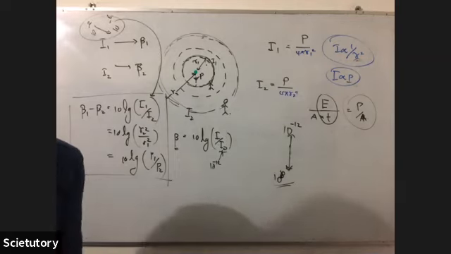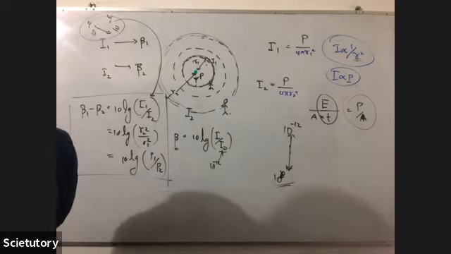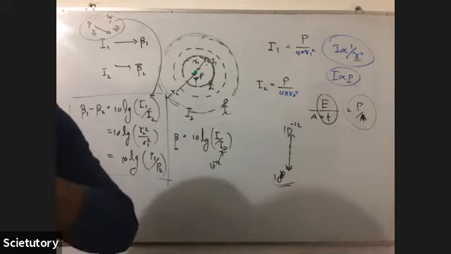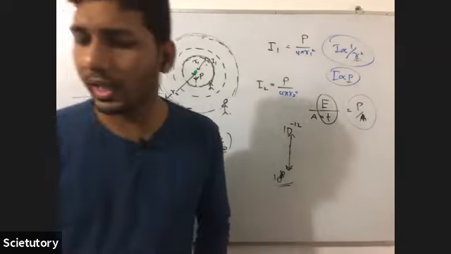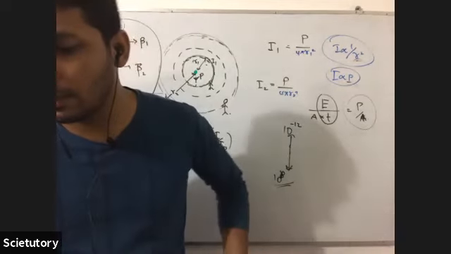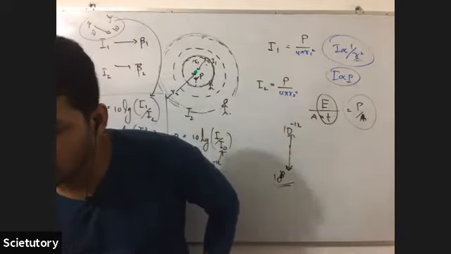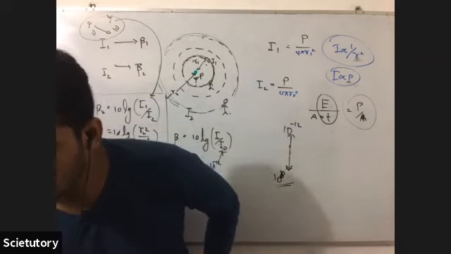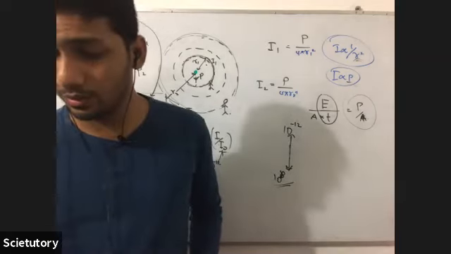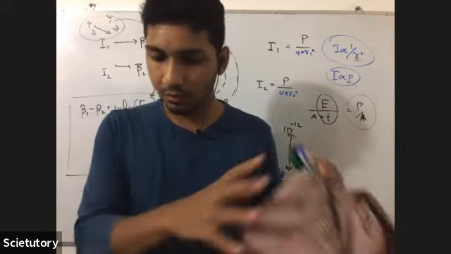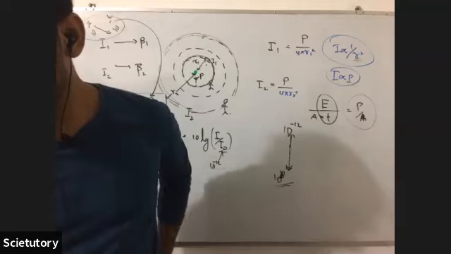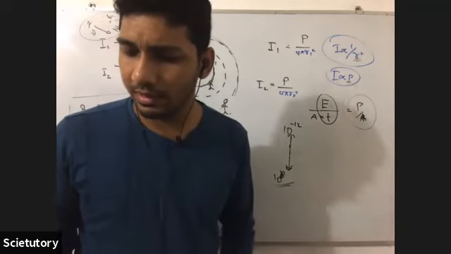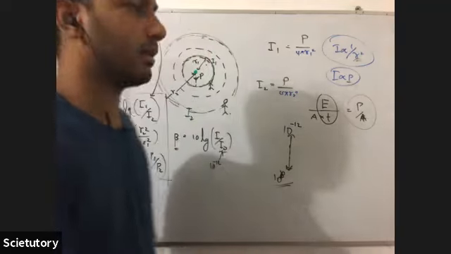19th question. A convex lens is used to obtain a clear image of an object on a screen. So it should be a real image. The screen is located 30 centimeters away from the lens and the object is 20 centimeters from the lens. If the lens is now used to focus the image of a distant tree on a screen, the distance between the lens and the image of the tree is?